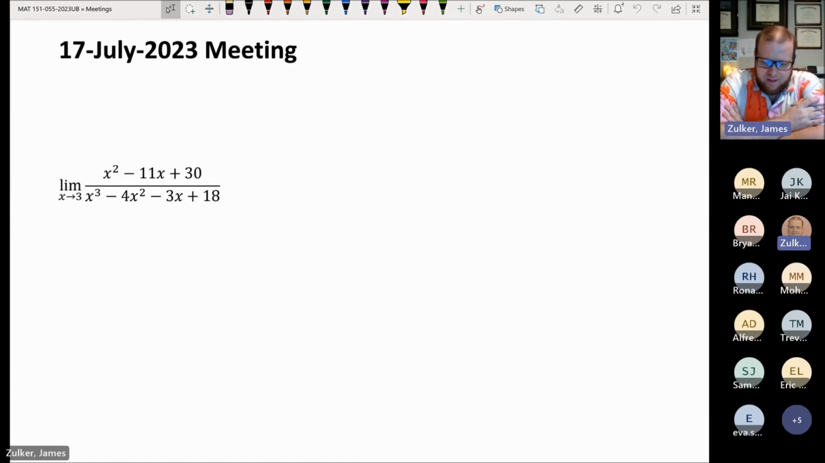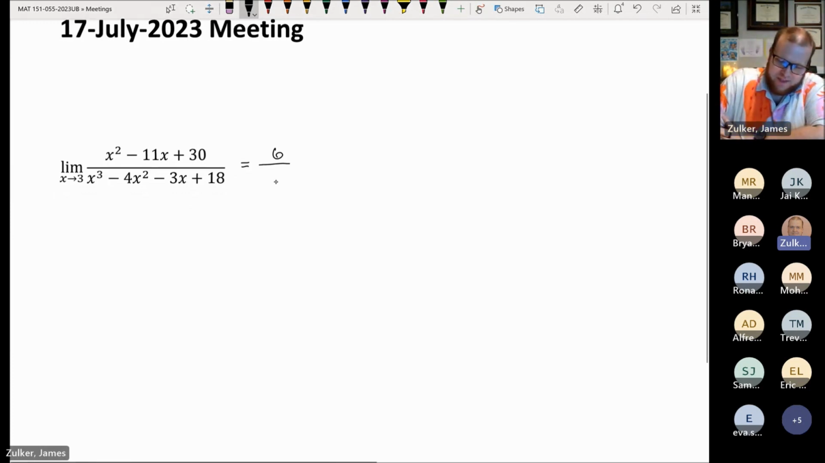We take a look here. Limit as x approaches 3 of x squared minus 11x plus 30 over x cubed minus 4x squared minus 3x plus 18. What are we going to get if we just plug in 3? It looks like 9 minus 33 plus 30, so it'll be negative 3 plus 9, which is 6. Plug in 3 in the denominator. What is it? 27 minus 36, negative 9. And then negative 9 plus 18 is 9. We get 6 over 0.